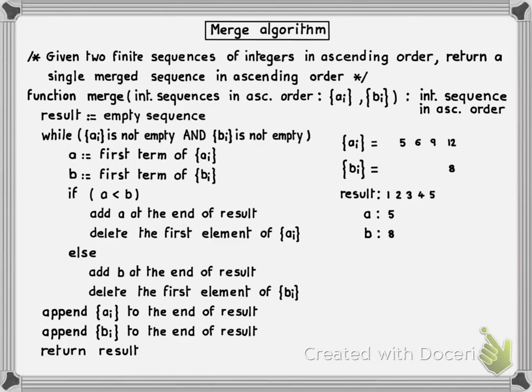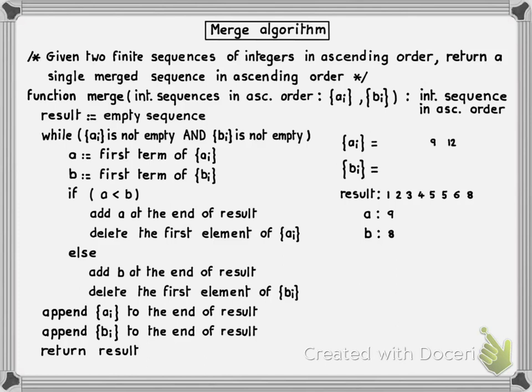5 is less than 8. Therefore, we're going to add this 5 to the end of result, and we remove it from the first sequence. Neither sequence is empty, so we look at 6 and 8. 6 is less than 8, so we add it to the end of result, and we remove it from the first sequence. Neither sequence is empty, so A is now equal to 9, B is still 8. 8 is less than 9, so we go to the else block. We add 8 to the result sequence, and we remove it from the second sequence.